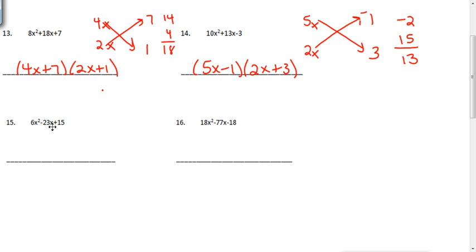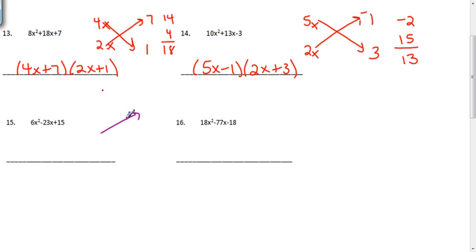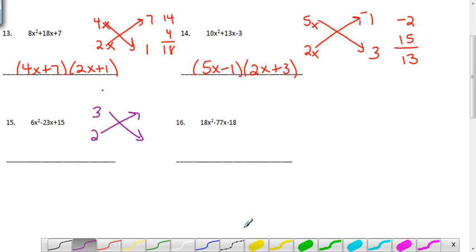6x squared minus 23x plus 15. No greatest common factor between 6, 23, and 15. So trinomial means I can try the Korean method. So I can do 6x could be 3 and 2, or it could be 6 and 1. 15 could be 1 and 15, or 5 and 3. I know I can't put the 3 here, because I can't put a 3 next to a 3. They would have a common factor, so I'm not even going to try that. So maybe I could try 5 and 3.